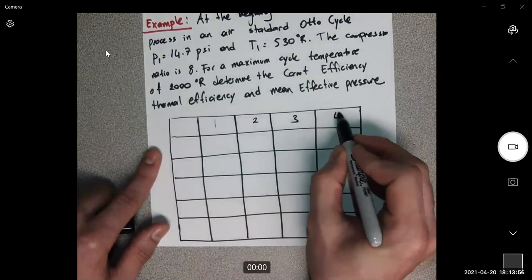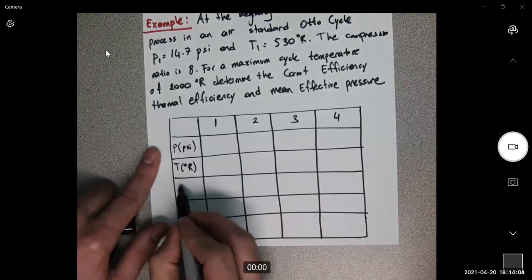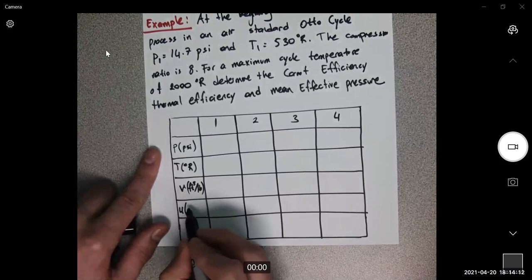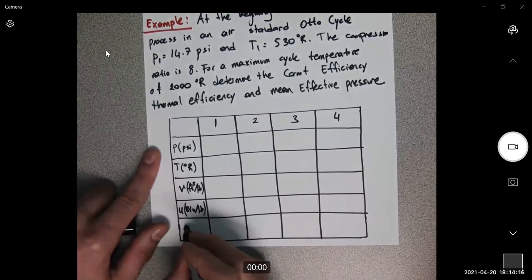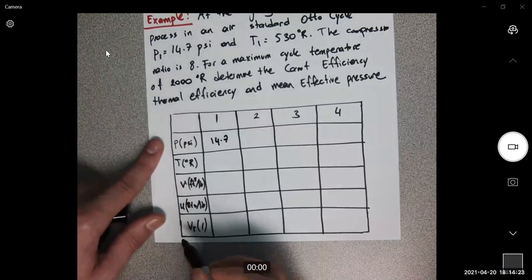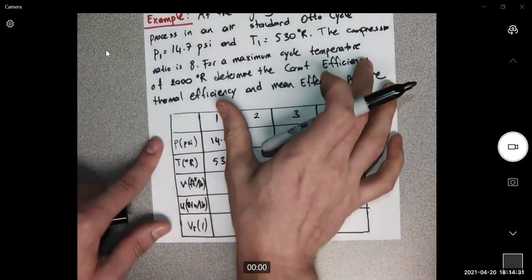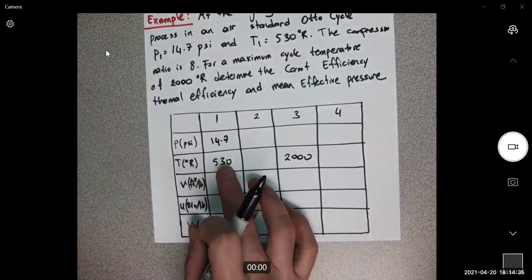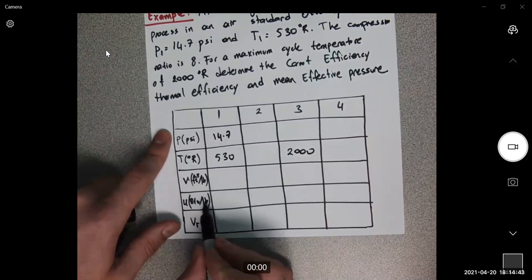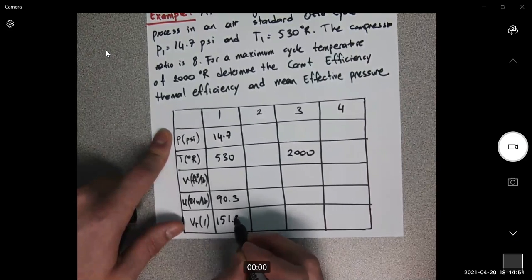States 1, 2, 3, 4. Pressure in psi, temperature in degrees Rankine, specific volume in cubic feet per pound, internal energy in BTU per pound. Perfect. Initial pressure is given, and initial temperature is 530 is given. Air is the working fluid. If you go to the air table at 530 degrees Rankine, you can read the internal energy as 90.3, and V sub R is 151.38.